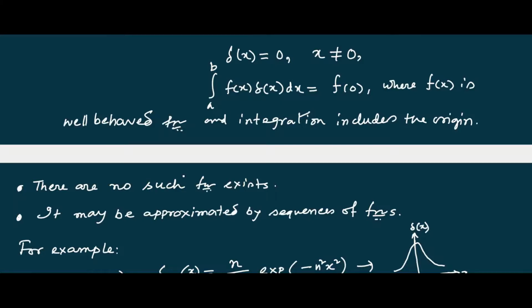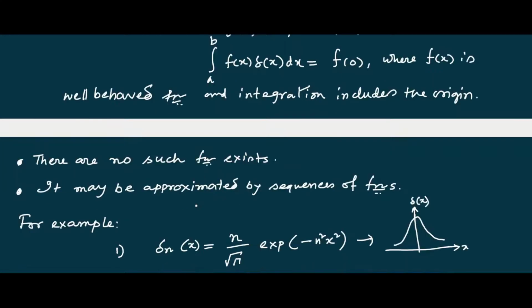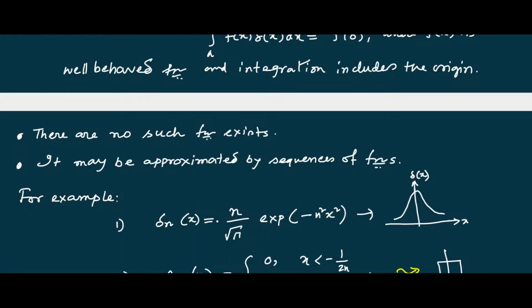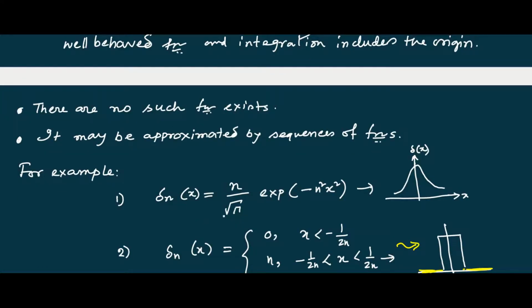The above properties obey this kind of properties, and it may be approximated by sequences of functions tending to that kind of behavior. For example, delta_n(x) equals n over root pi times exponential of minus n squared x squared. This is a function that reaches the maximum value, n by pi, smoothly, and then decreases to almost zero value, asymptotically reaching zero as x increases.